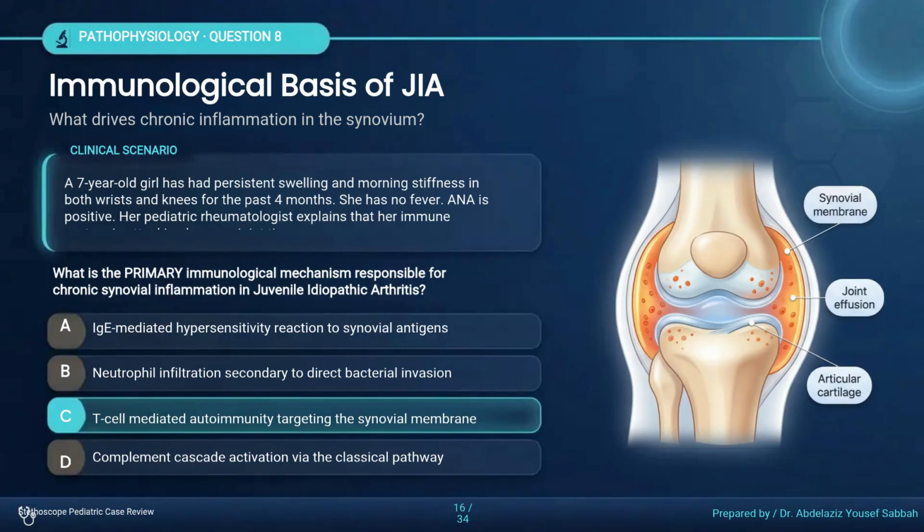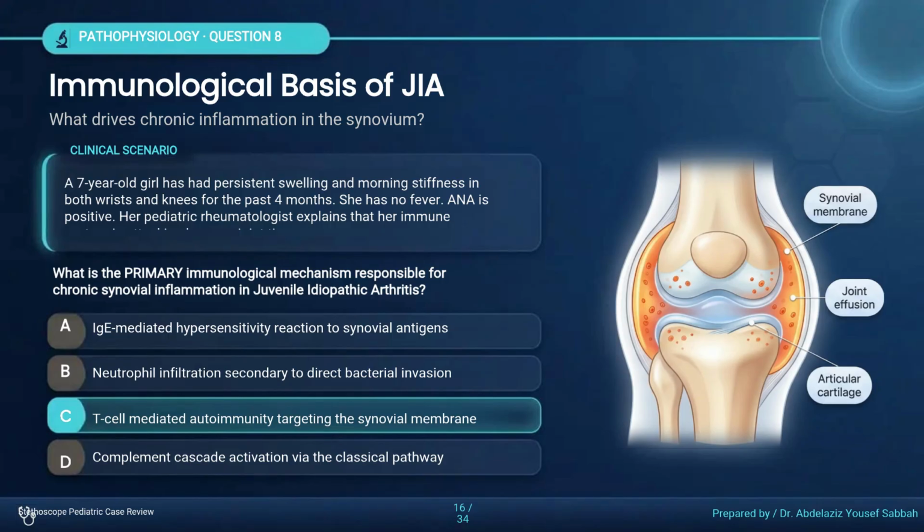Case 8. A 7-year-old girl has had persistent swelling and morning stiffness in both wrists and knees for the past 4 months. She has no fever. Anti-nuclear antibody is positive. Her pediatric rheumatologist explains that her immune system is attacking her own joint tissue. What is the primary immunological mechanism responsible for chronic synovial inflammation in juvenile idiopathic arthritis?